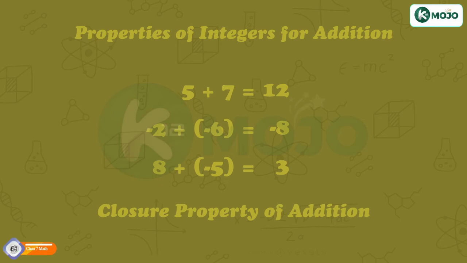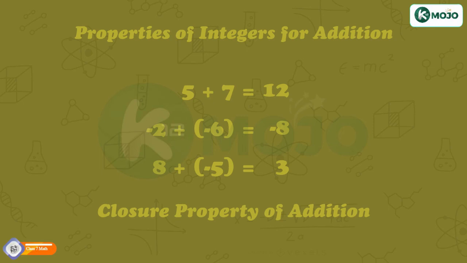Distributive law over addition. A into, within brackets, B plus C is equal to A into B plus A into C. As per this law, the product of first integer and sum of the other two integers is equal to the sum of the product of first and second integer and the product of first and third integer. Let us solve a question using this law.